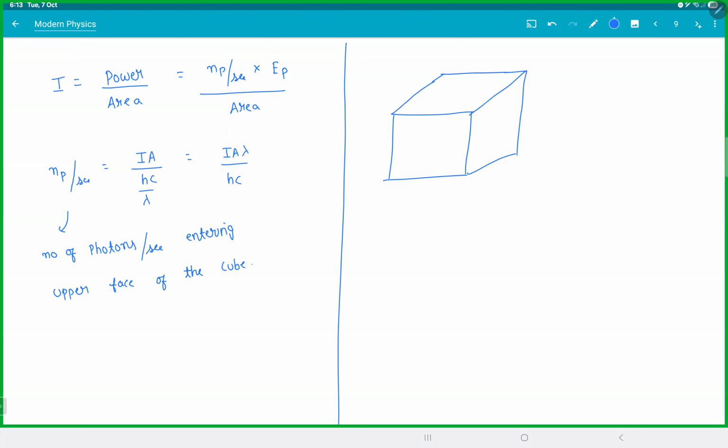Now, if you look at this, let the length of the cube be L, which is 1 centimeter. These photons are coming with what speed? Speed c. So how long will it take for the photon to pass through the cube? L by c. This is the time taken for a photon to cross the cube.